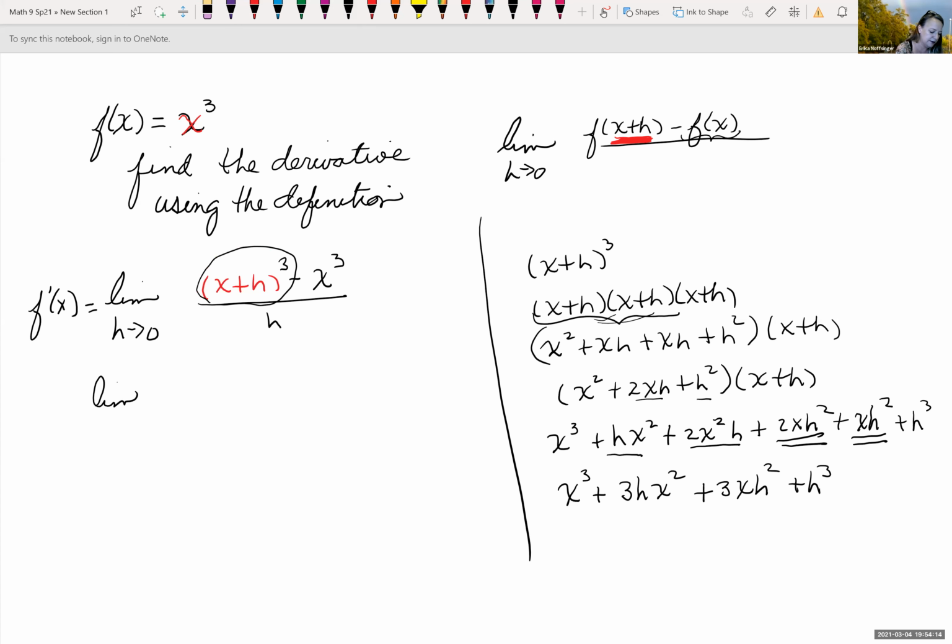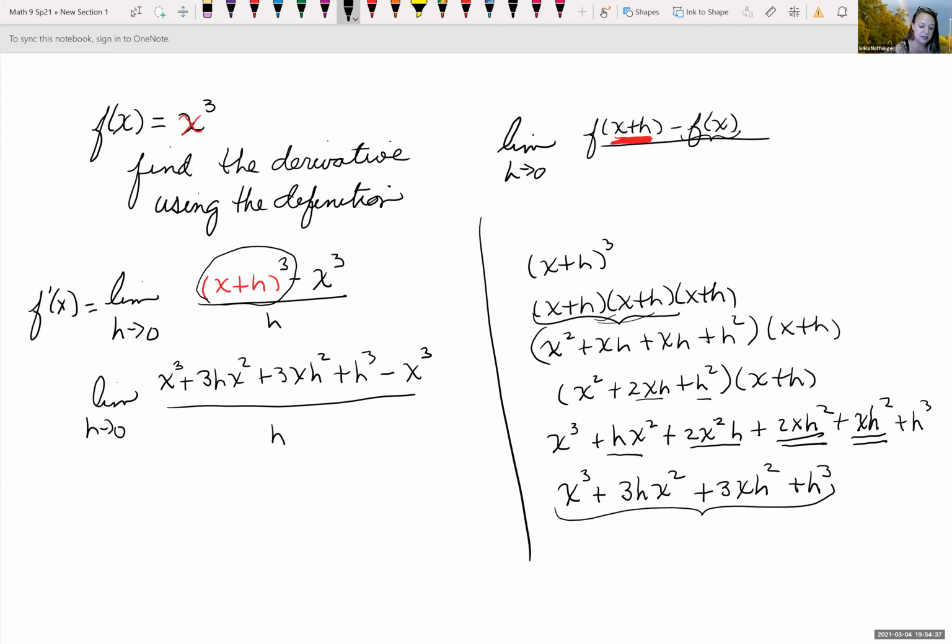So we're looking at the limit as h is going to 0 of x plus h cubed, which is x cubed plus 3hx squared plus 3xh squared plus h cubed minus x cubed all over h. So notice x cubed and negative x cubed cancels. And then notice the three terms that are left in our numerator all have a factor of h in common. And so we could pull out an h and we would have 3x squared left for this first term. We would have plus 3xh plus h squared all over h. Still have the limit as h goes to 0. So our h's cancel here.